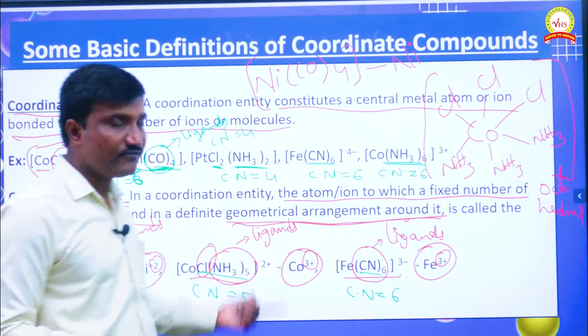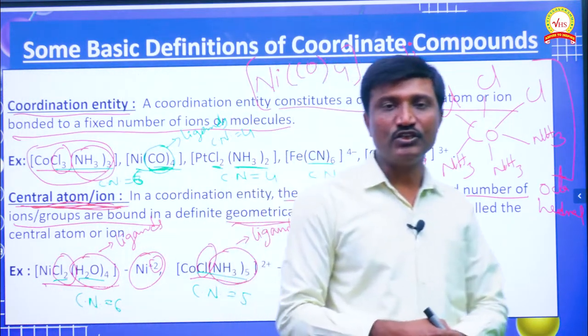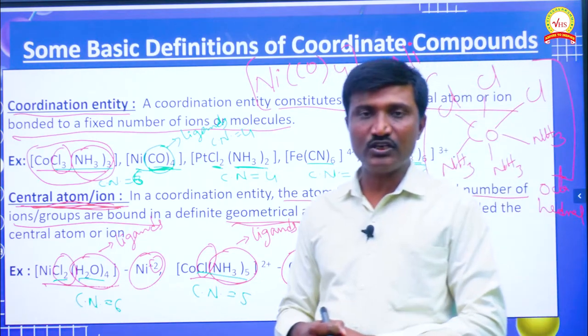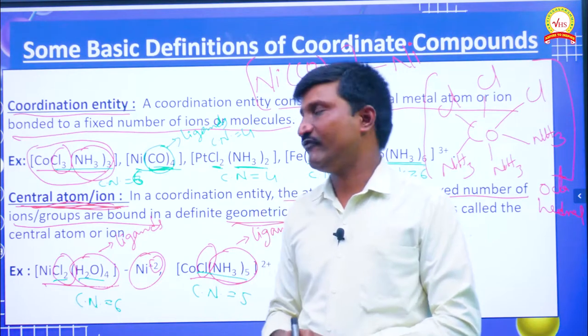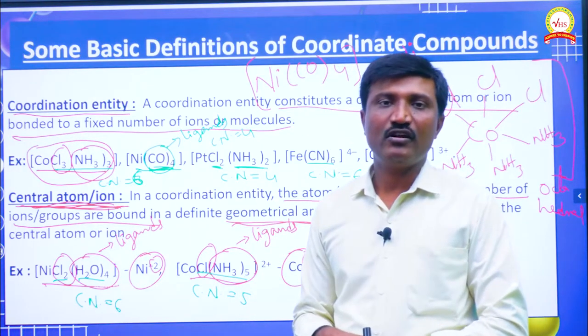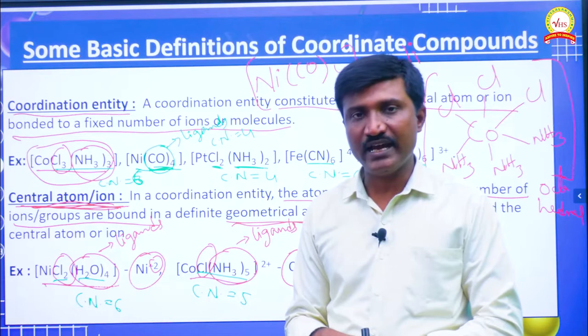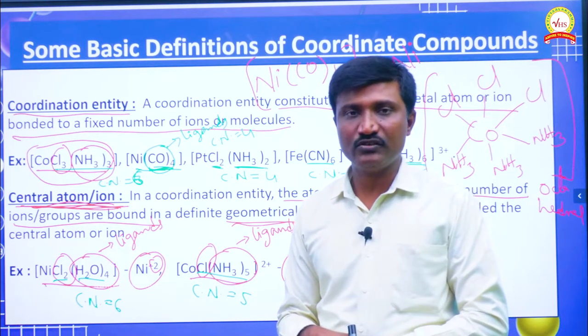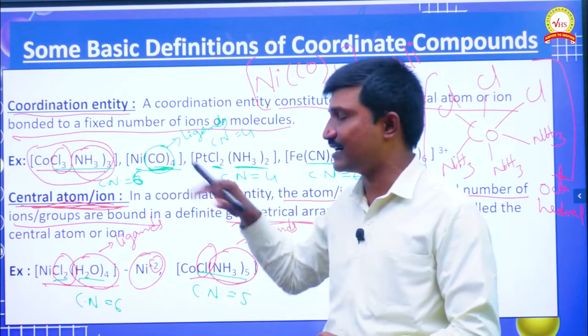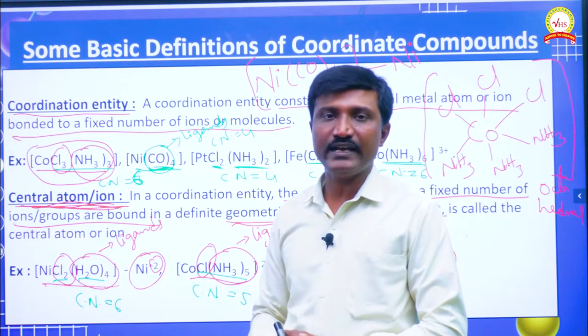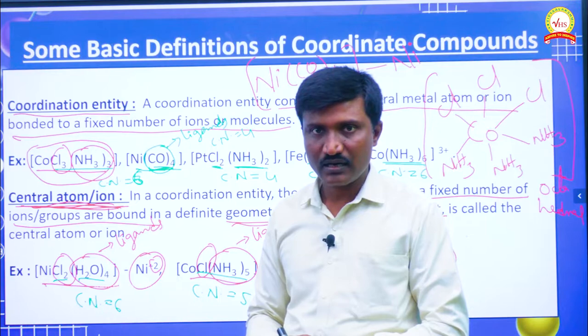So the number of negative ions or neutral molecules or groups going to bind to the central metal atom we call the coordination number. Those negative ions or neutral molecules or groups we call ligands. So the number of ligands bound to the central metal atom is called the coordination number.